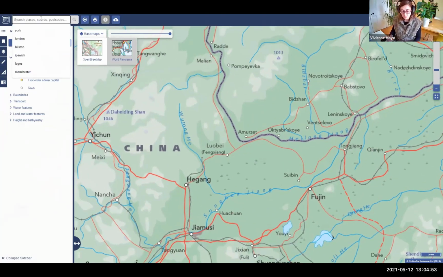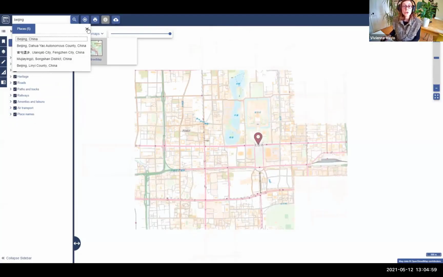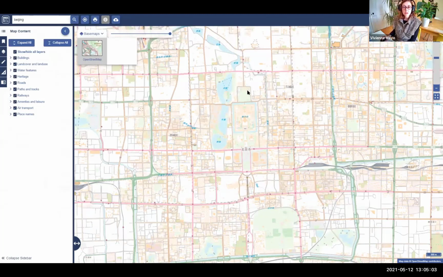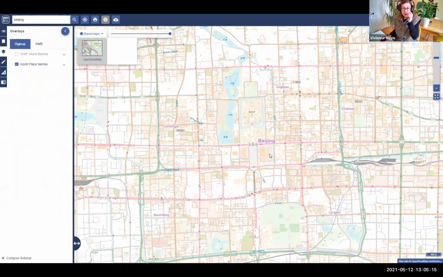Now I'm going to search for Beijing because I want to zoom in and show you the switch to the OpenStreetMap data. Okay, so this is zoomed into the center of Beijing, and I want to show you the overlays that we have. We have this world place name overlay found in this overlays panel on the right, and I just thought it was quite useful to point that out.